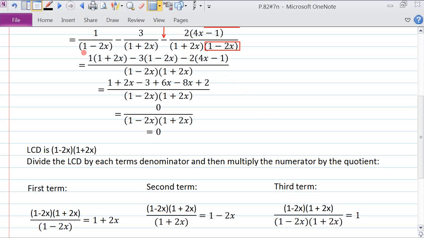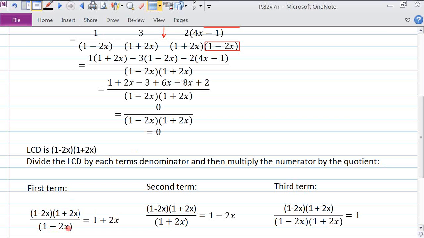So let's repeat this again. I first of all establish my lowest common denominator, which is 1 minus 2x times 1 plus 2x. Divide this LCD by each term's denominator. So I'm going to divide each one by their own denominator and multiply the numerator by the quotient. So here 1 minus 2x, 1 plus 2x is the lowest common denominator.